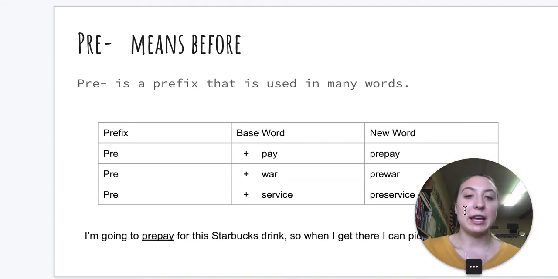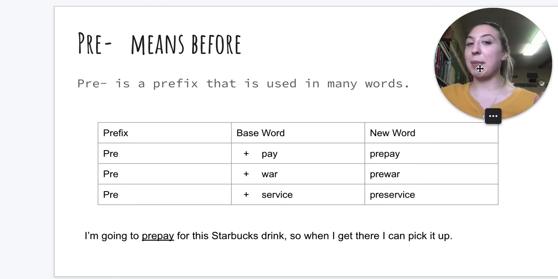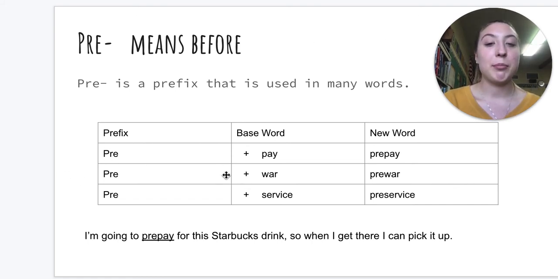Pre is a prefix that is used in many words. Remember, prefix means it's at the beginning of the word. We're adding it to the beginning, to the front. So we're going to go over pre plus pay, prepay. So this means I'm going to pay before. And I forgot to read right up here. Pre means before. So just adding this, we're adding to the meaning that it's before. So prepay. I'm going to pay before.